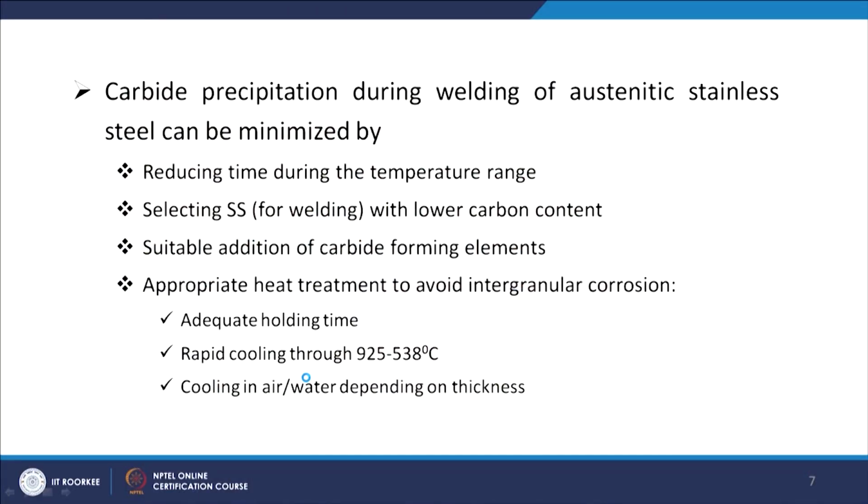So, first is that you reduce the time during this temperature range. That temperature range is 427 to 870 degrees centigrade. In that time and in that temperature range, you have to reduce that time. So, you can have lower heat input, or you can go for rapid cooling through that temperature range. Basically, that will avoid the formation of chromium carbide.